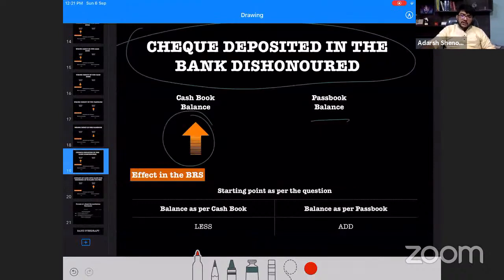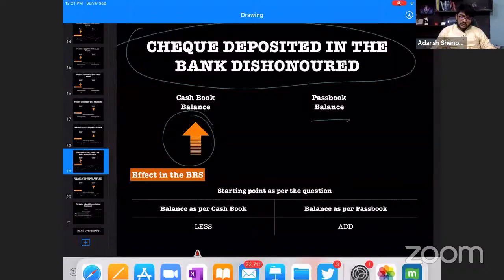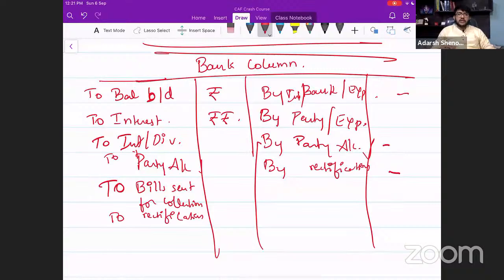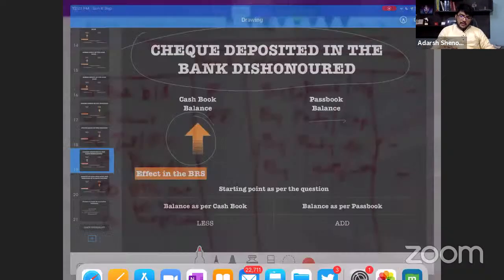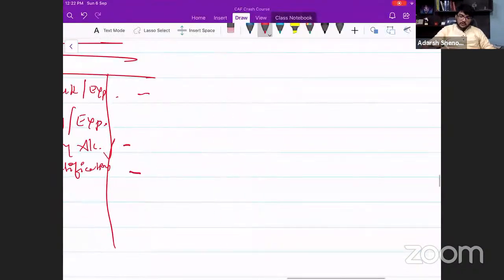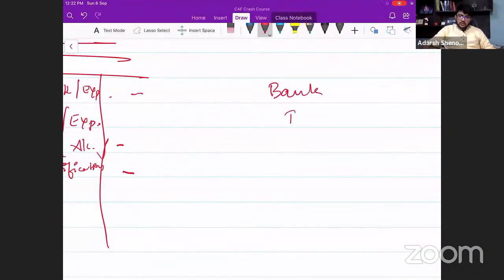What about this? Check deposited into the bank, dishonored. Should this come in the cash book, adjusted cash book? Yes, this will come in the adjusted cash book. It is an error of omission. It should come. Can you tell me which side should it come? Debit side or credit side? Check deposited into the bank, dishonored. Earlier, what you would have done, you would have debited it. Now you have to remove that debit, right? Because it has been dishonored. So the entry, when you deposited the check, you said bank to party.